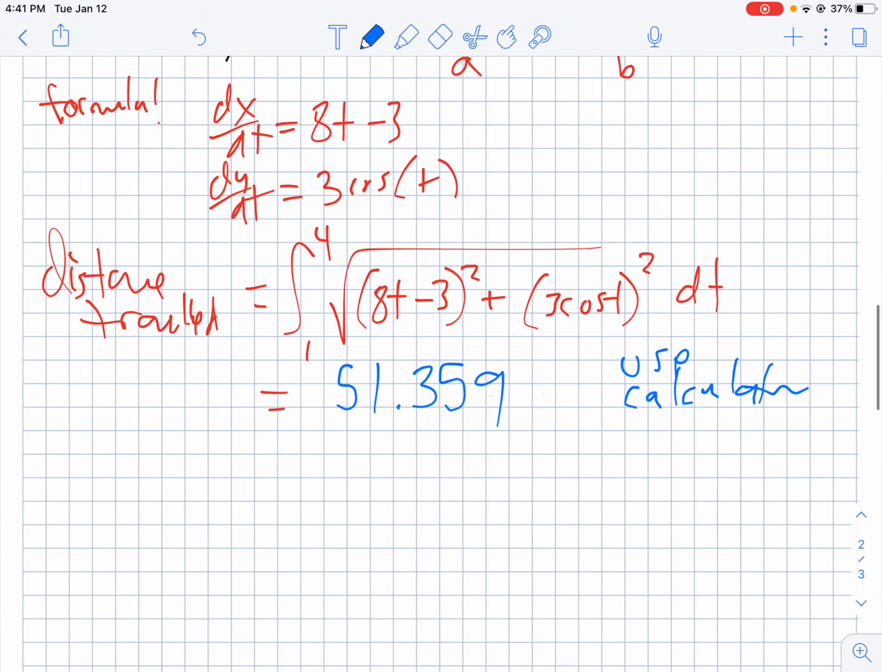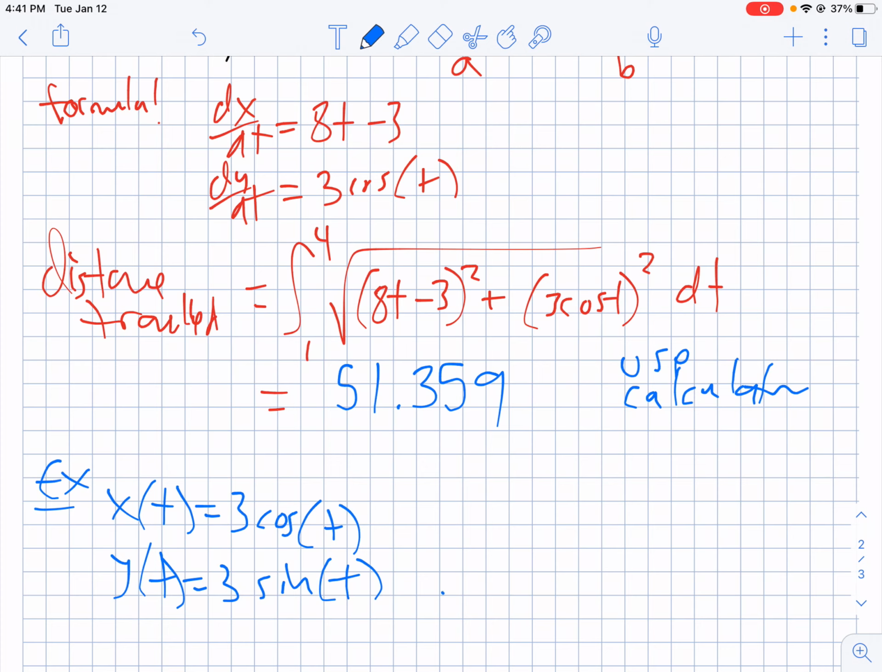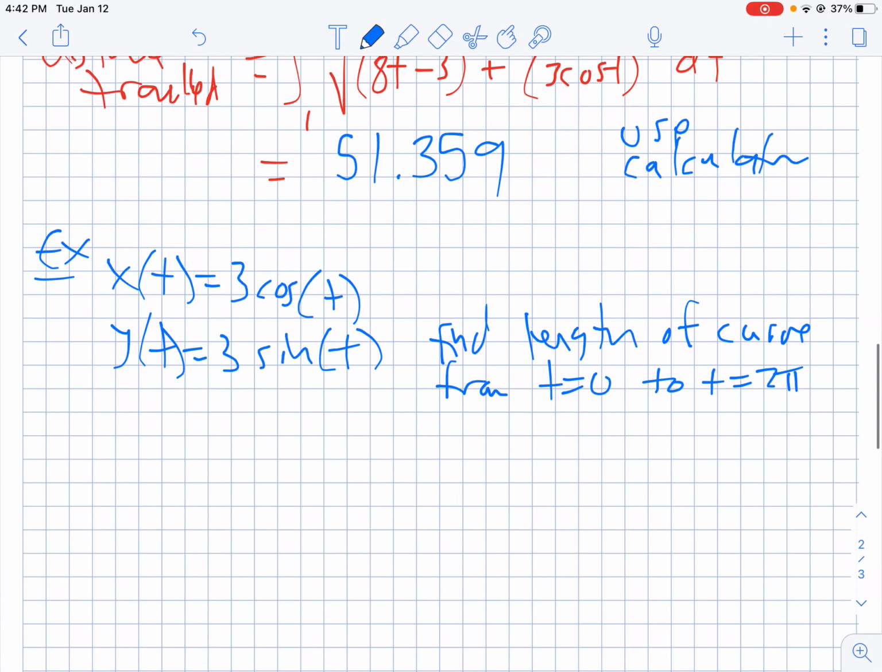Let me give you one more to try. So suppose I give you x of t is equal to 3 cosine t, and y of t is equal to 3 sine of t, and I'm going to ask you to find the length of this curve. And I'm always going to give you bounds on the length of this curve, from t equals 0 to t equals 2 pi. Okay, so I'll give you a minute to try it on your own. Just pause the video. Okay, great.